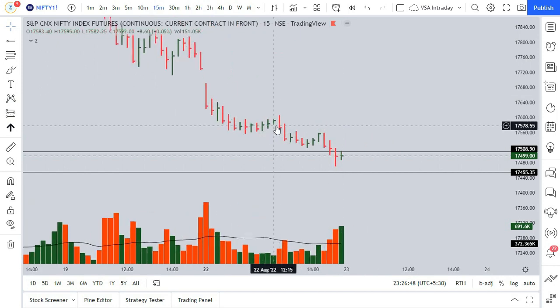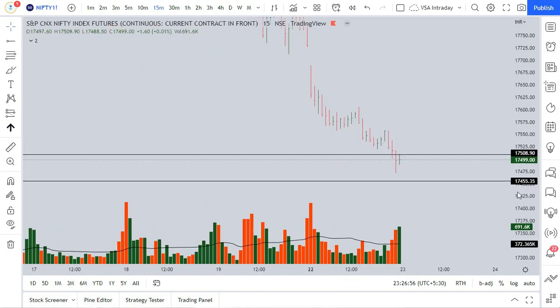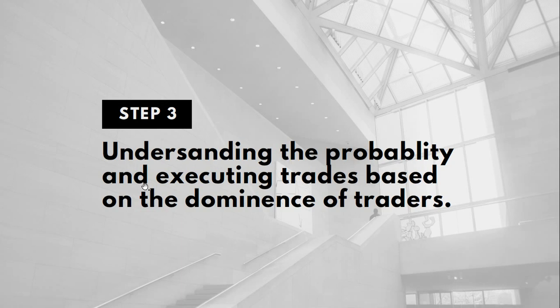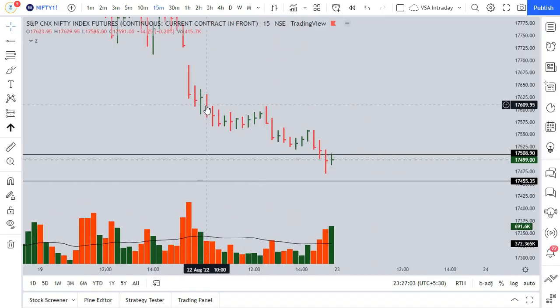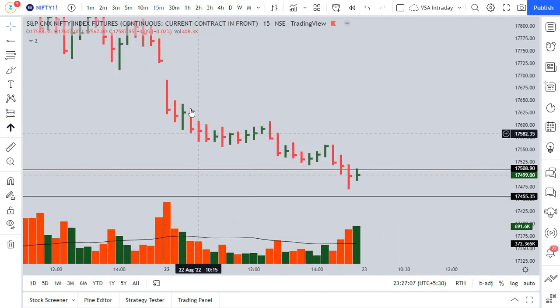So that is the reason. Proper no demand followed by confirmation bar gave me a confirmation saying that I can hold my trade, and market went towards the lower lows. So that was the third step, understanding the probability and executing the trades based on a dominance of traders. It's simple. Here the sellers were dominating, buyers got exhausted and sellers entered right here.